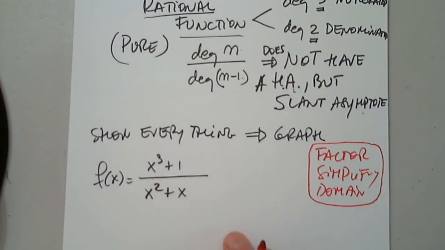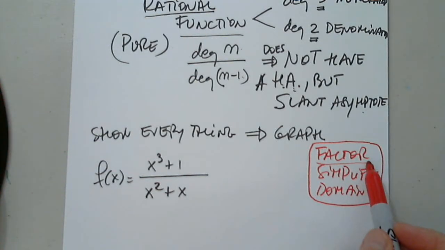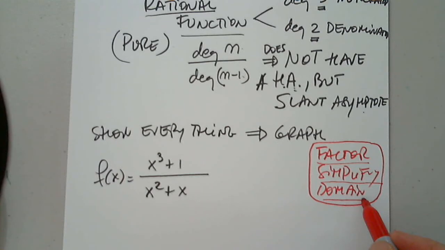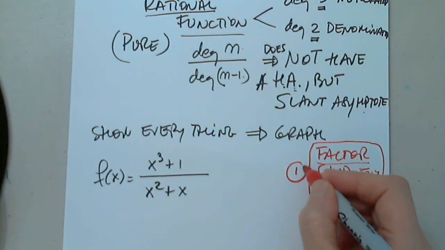I do care, but you know what I mean. I have to factor if it's possible. I have to simplify if it's possible. And then my next thought is domain. These are my first concern always.